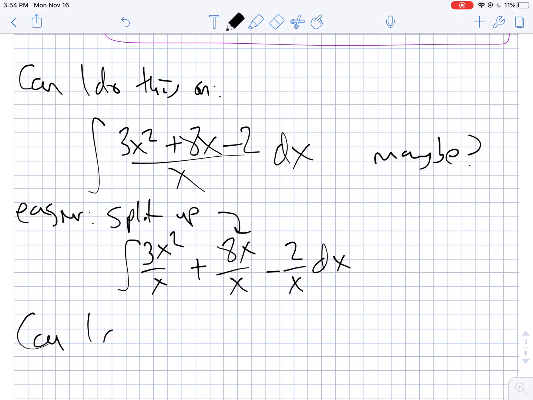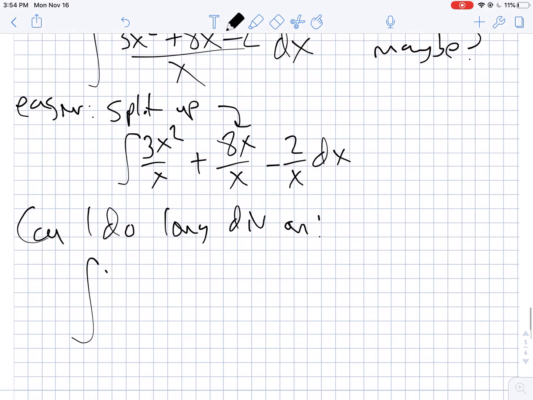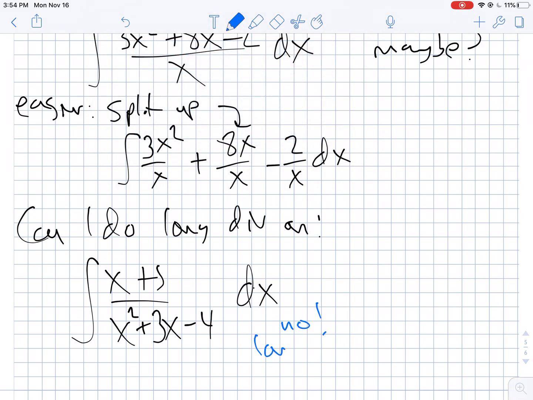What about something like this? Can I do long division on something like this integral, say the integral of x plus 5 over x squared plus 3x minus 4 dx? Well, in this case, the answer is no. You see the larger power on bottom, which is an indication that long division is not going to work. And there is a different strategy for this, and we will learn it later in this class.